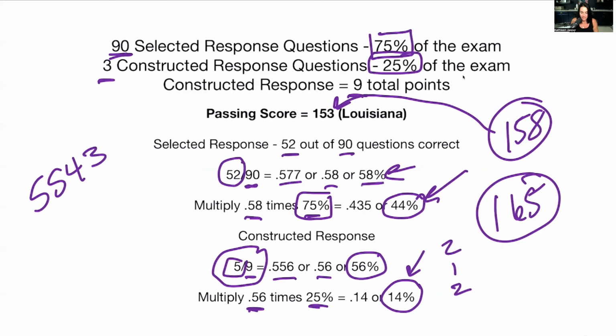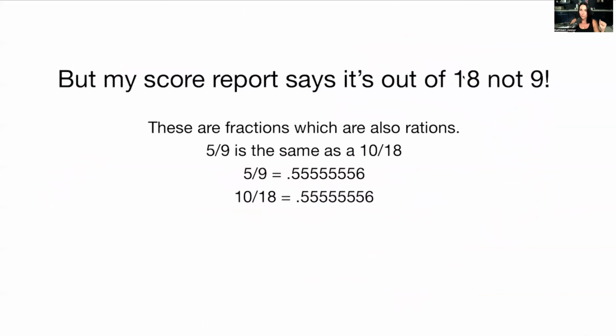All right. Now you might say, but my score report says it was out of 18, not 9. When I got my score report back, it said 18. Well, yeah, these are ratios. They're fractions. 5 out of 9 is the same as 10 out of 18.